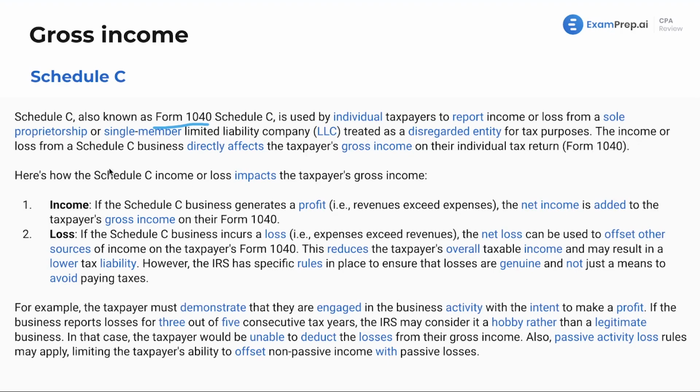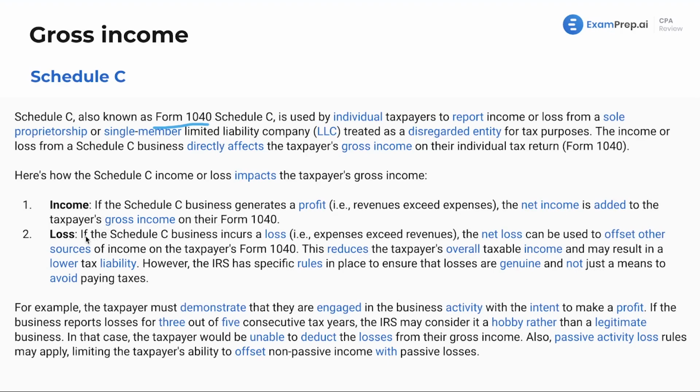Now, the income or loss from a Schedule C directly affects the taxpayer's gross income on their individual tax return, which is Form 1040. Now, as we see, again, this is technically called Schedule C 1040 because it's part of your individual tax return. It does flow into your individual return, and it's important to know where it flows onto your individual return to understand its impact on your overall taxes. Now, here's how the Schedule C income or loss impacts the taxpayer's gross income. Income here, it generates a profit. The net income is added to the taxpayer's gross income on the 1040.